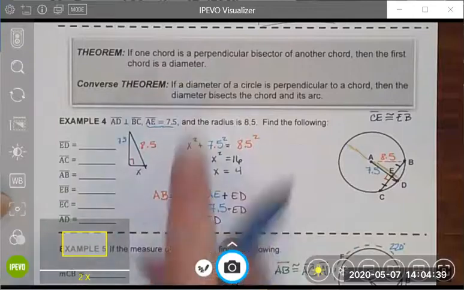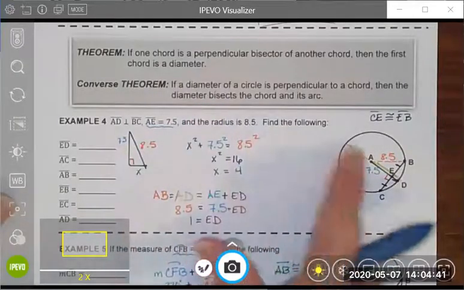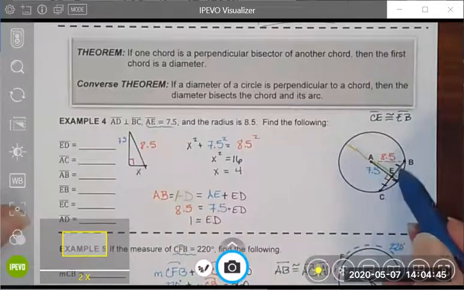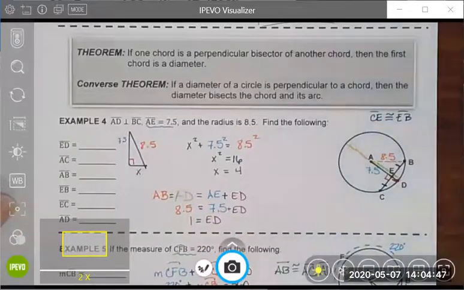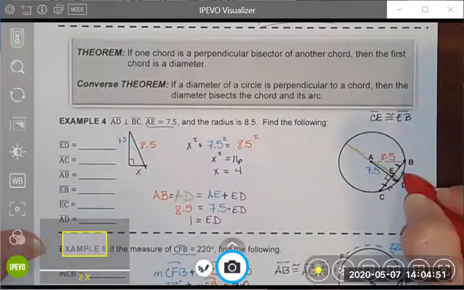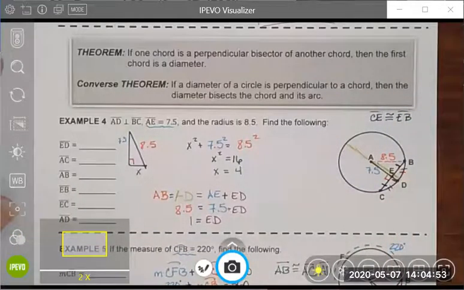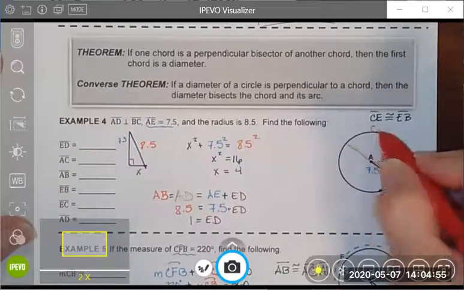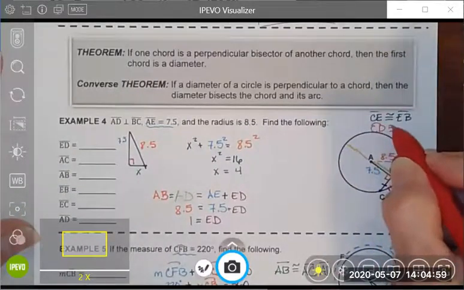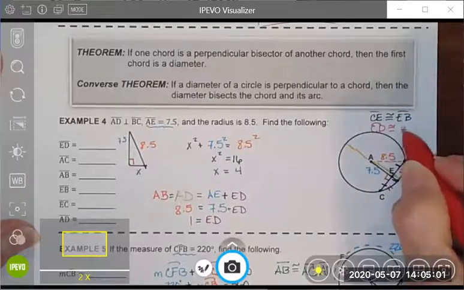All right. Conversely, I can go the opposite way. If a diameter is perpendicular to the chord, then the diameter has to bisect the chord. And interestingly enough, it also creates two congruent arcs, right? So this tells me that arc CD is going to be congruent to arc BD.